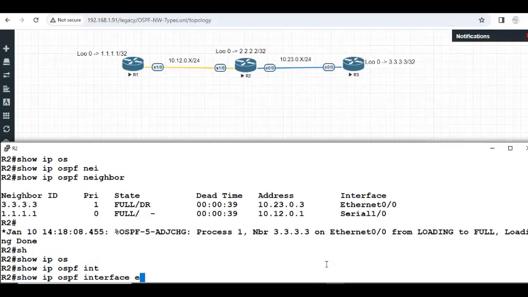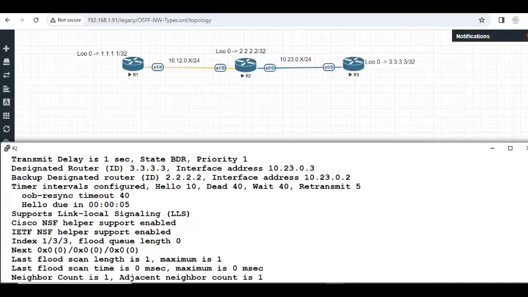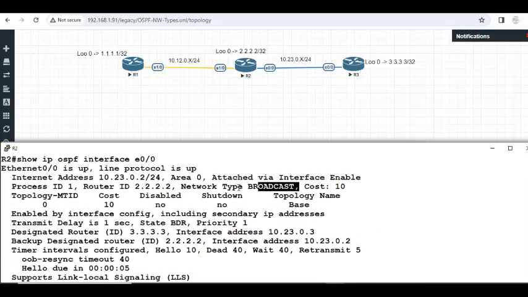Here, what do we see? Here we see the network type as broadcast again because it is Ethernet. And it says the state is BDR. The local is BDR. Okay. Now let us go to router 1 now.